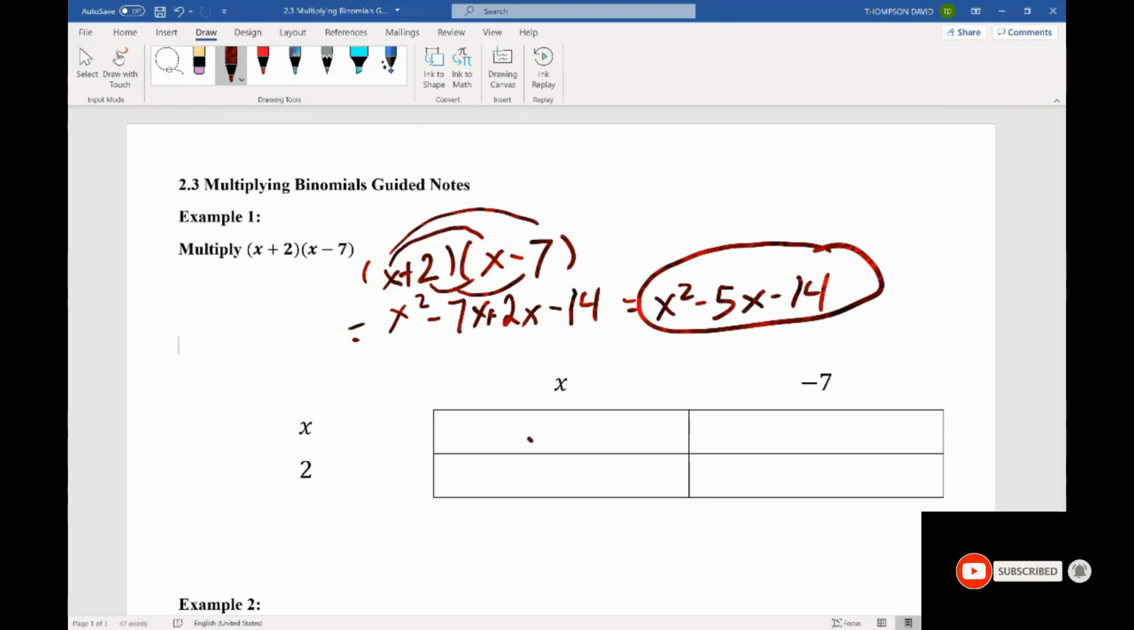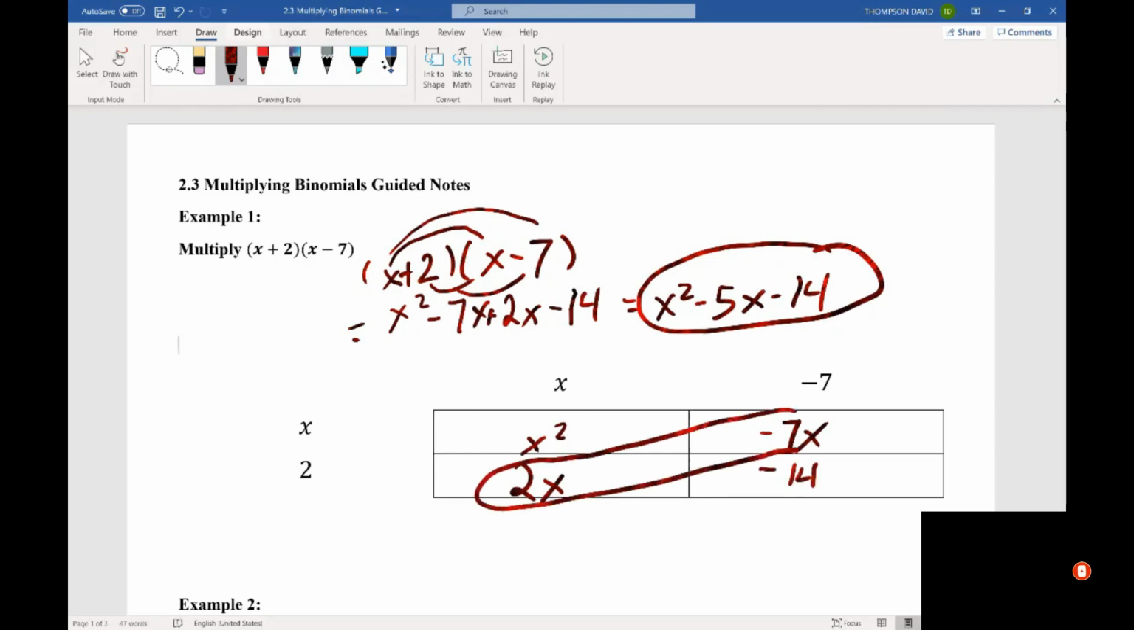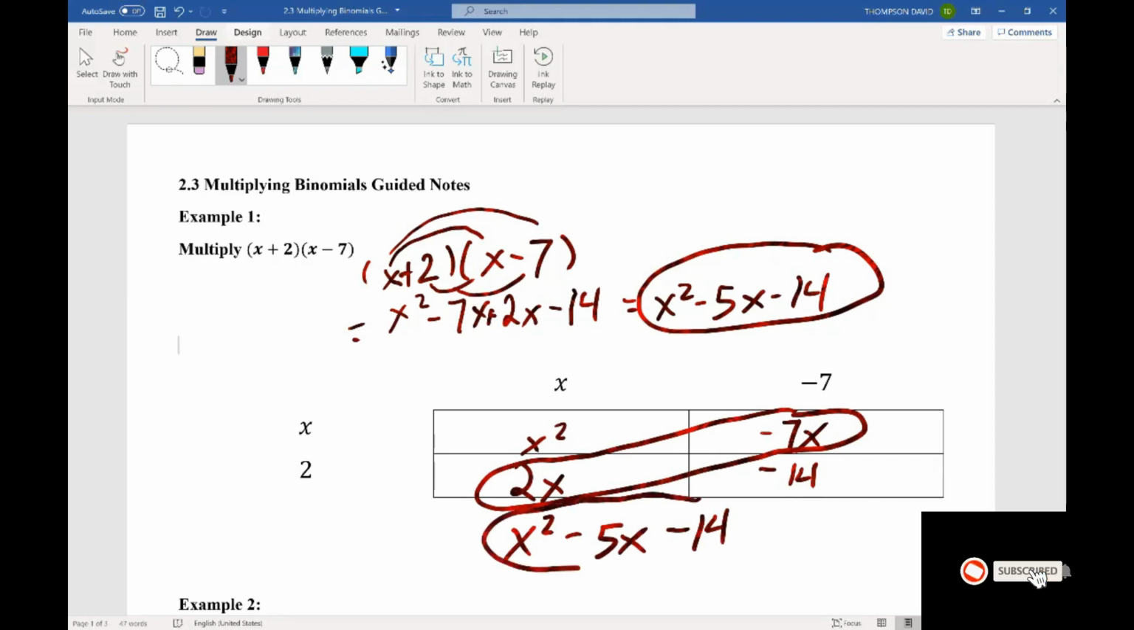Now we're going to solve the same problem using the box method or tabular method. x times x is x squared. x times negative 7 is negative 7x. This is kind of like a Punnett square from biology, for those who have seen it. 2 times x is 2x, and 2 times negative 7 is negative 14. With this, we just combine our diagonal. So we have x squared, negative 7x plus 2x is negative 5x, and then negative 14, and we have the same answer as when we solved it using FOIL.